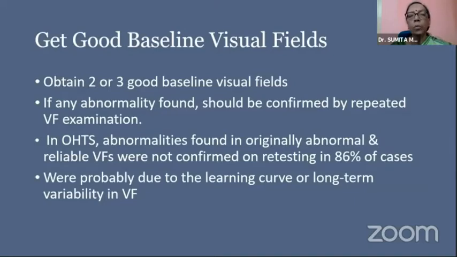That shows that most of the time, if you don't repeat it, then the test will be giving us a wrong result. The variation was probably due to learning curve or long-term variability, but the field defects have to be reliable and repeatable so that we can take them into consideration.